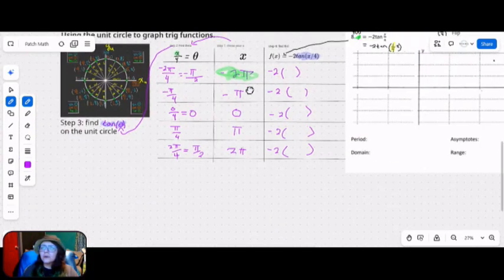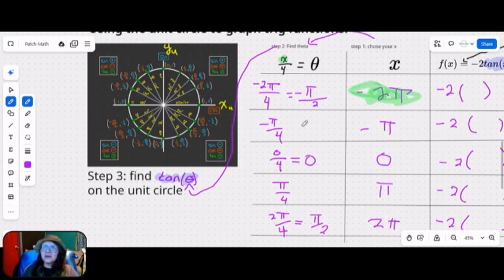Now, tangent of theta, well, we take tangent of negative pi over 2.